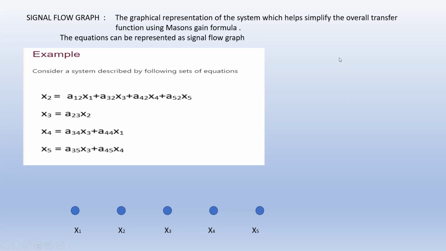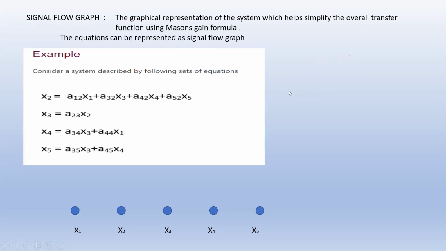So in this tutorial, we are going to learn about signal flow graph. It is a graphical representation of the block diagram. We can also represent the block diagram as a signal flow graph. In the coming lectures, we will be learning how to do that. So first, let us see what a signal flow graph is.